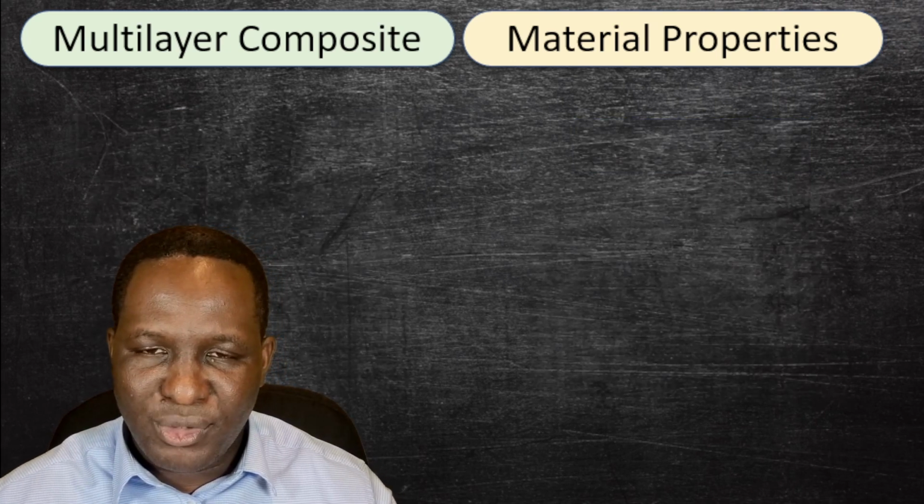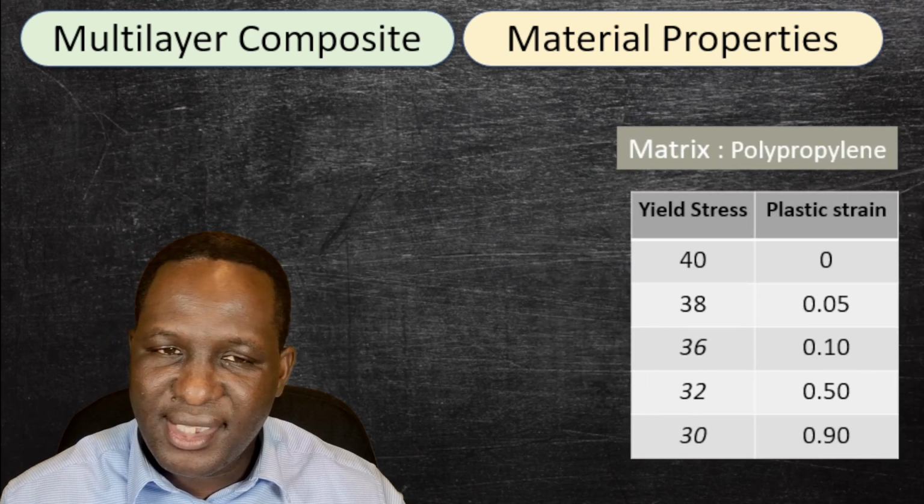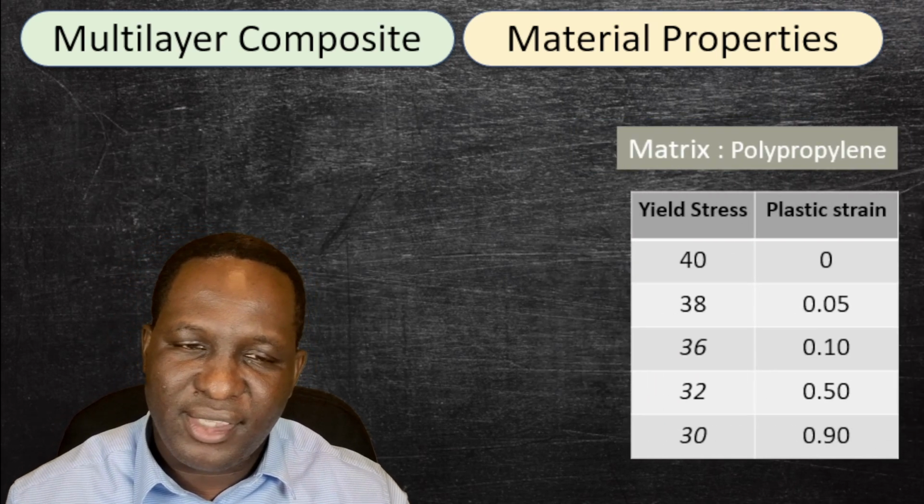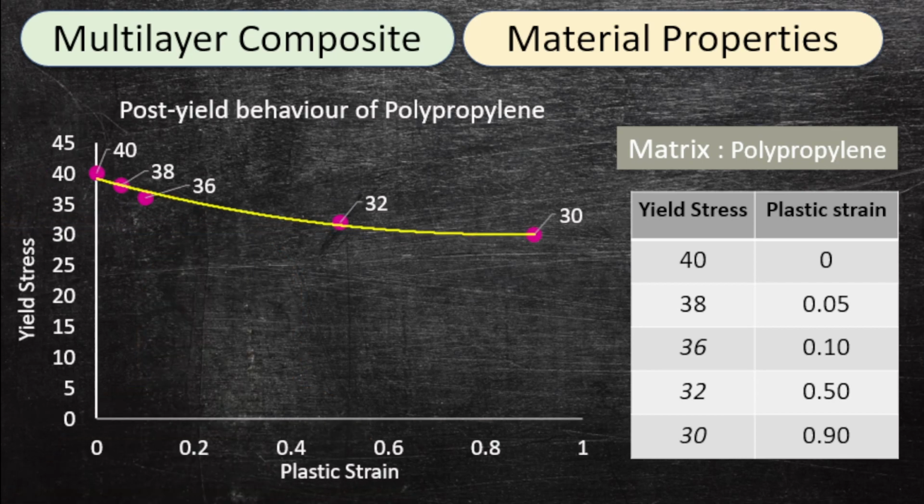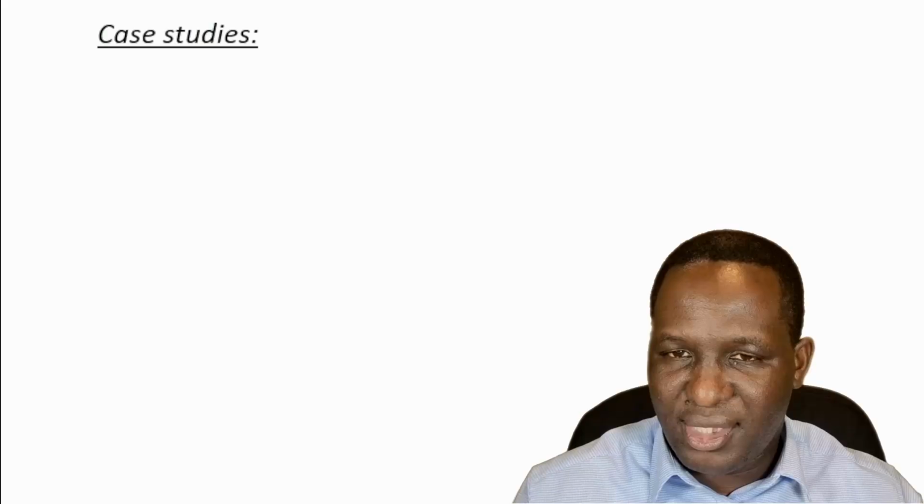So what else I want to really see is that the matrix would have a post-yield strain softening associated with it, and this will be the kind of strain softening we'll see with this matrix. So all that information will be incorporated in the model as we begin to model it.